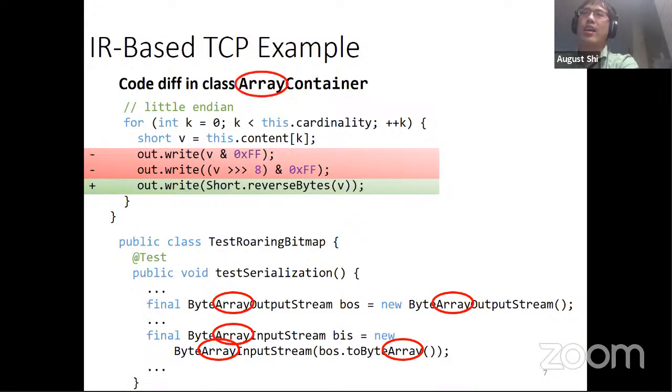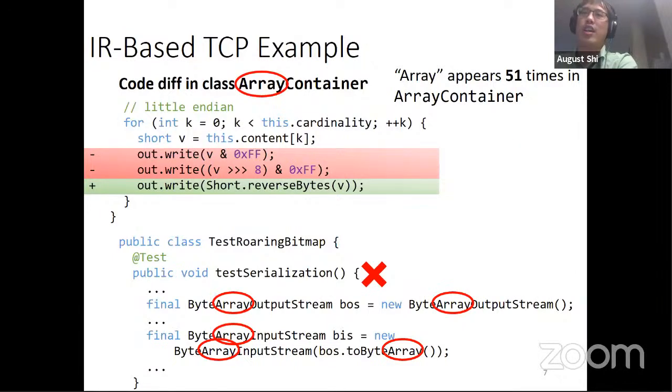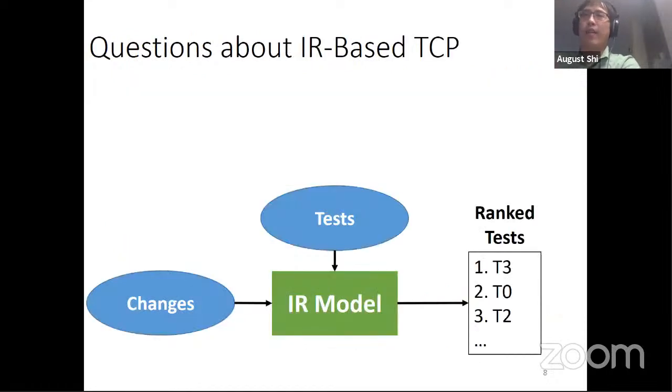It's an array container, and this class itself has the word array appear 51 times throughout the entire file. So basically the information retrieval model thinks that this test is very related to this array container because it's using array a lot, and so there should be some relationship. You might think it's rather simple, since it's just looking at whether the term array shows up. But it's actually quite effective in this case, in the sense that this test indeed did fail after this change, and our model correctly ranked this one higher than other tests that did not fail. So that's how IR-based test case prioritization works in a nutshell.